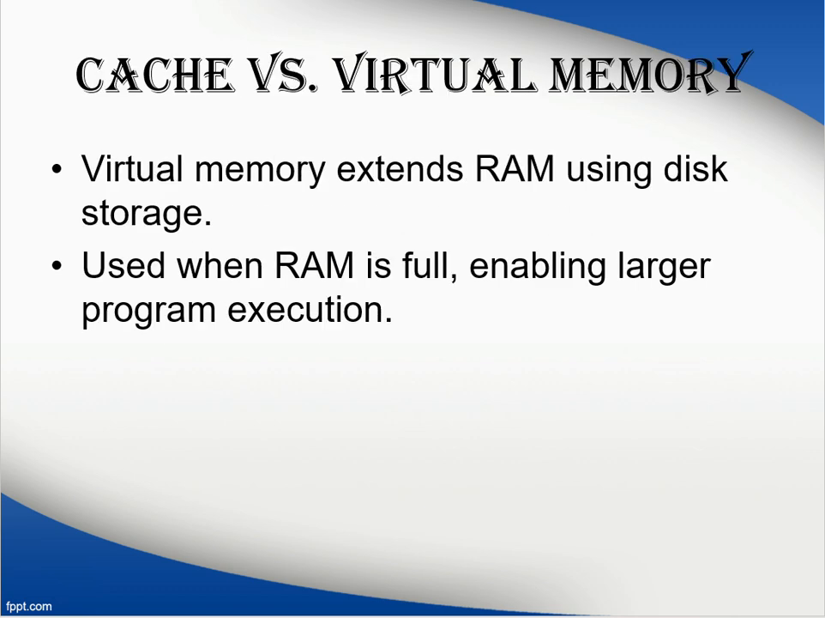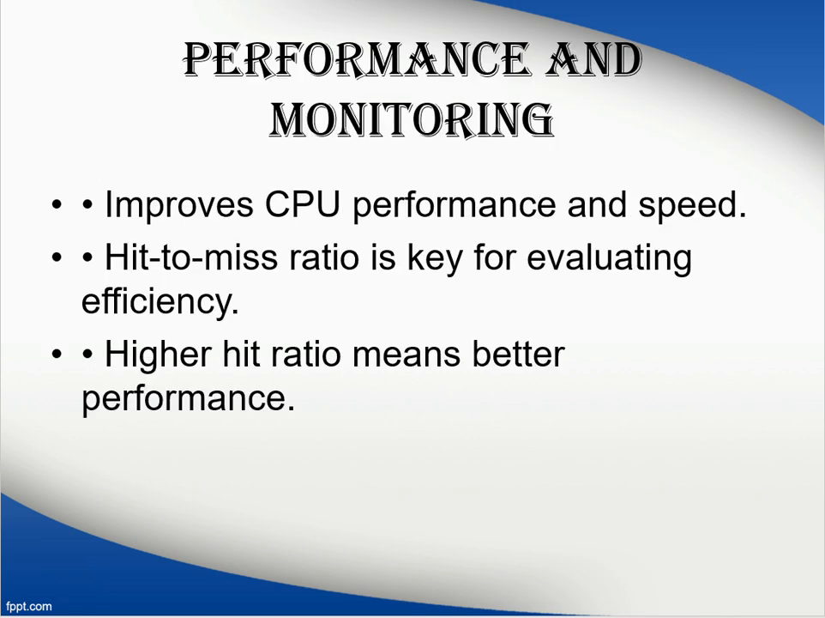For the cache versus virtual memory, virtual memory extends RAM using disk storage and is used when RAM is full, enabling larger program execution. Let's look at the performance monitoring. It improves CPU performance and speed. Hit to miss ratio is key for evaluating efficiency, and a higher hit ratio means better performance.